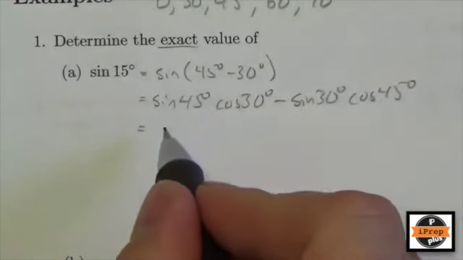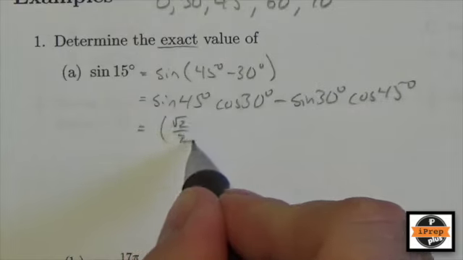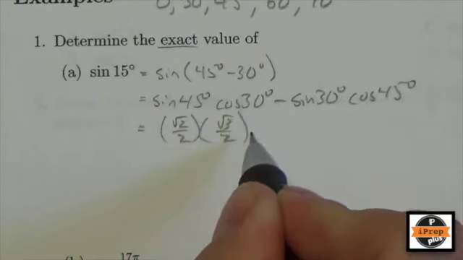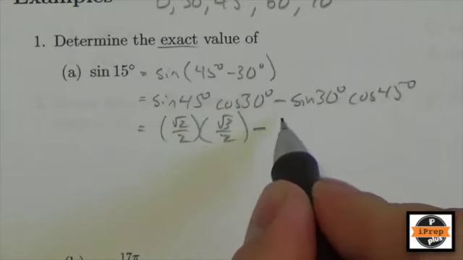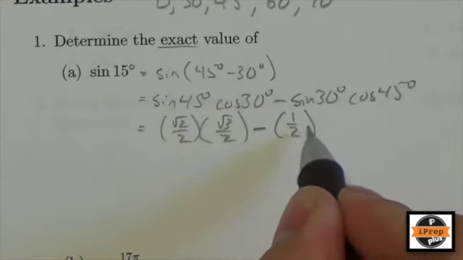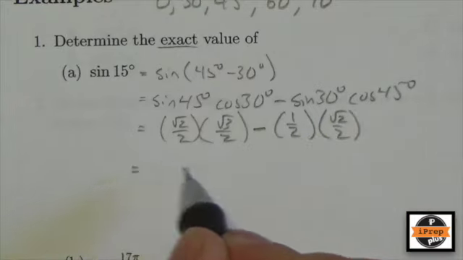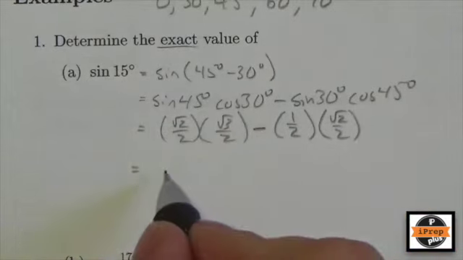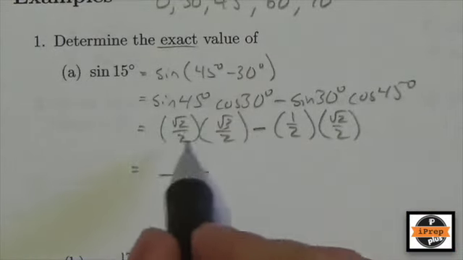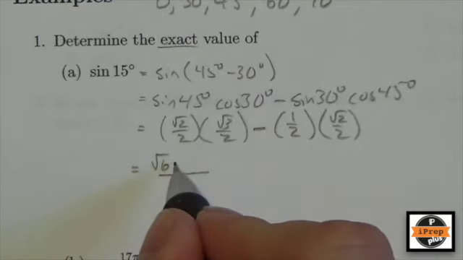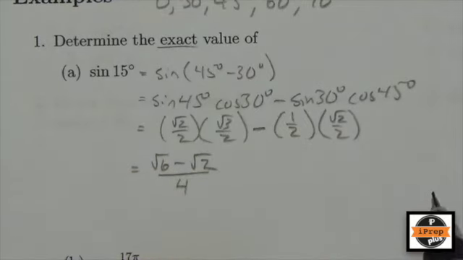Now I can evaluate that, and I can evaluate that quite easily. That becomes root 2 over 2. Cosine of 30 degrees is going to be root 3 over 2. The sine of 30 degrees is 1/2. And the cosine of 45 is root 2 over 2. Notice that in both terms here, the denominator is going to be 4, so that's convenient. And up here, this becomes the square root of 6 minus the square root of 2.